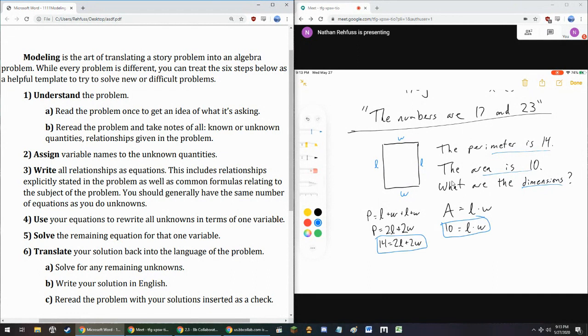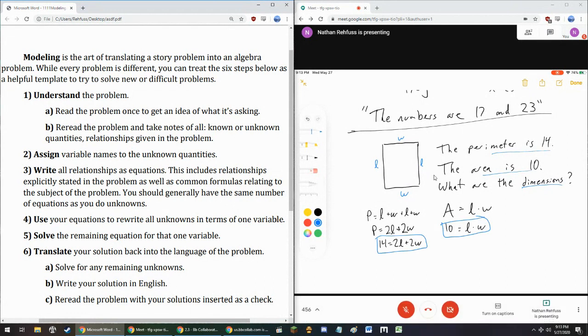So we wrote all of our relationships as equations. Use your equations to rewrite all your unknowns in terms of one variable. Okay, let's see here. So I'd like to know what is L in terms of W or what is W in terms of L. It doesn't matter which one I pick. So I have four choices. I could solve this equation for W or L. I could solve this equation for W or L. We really just want to do what's easiest.